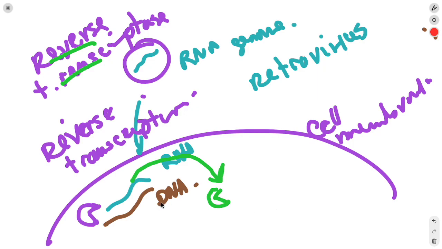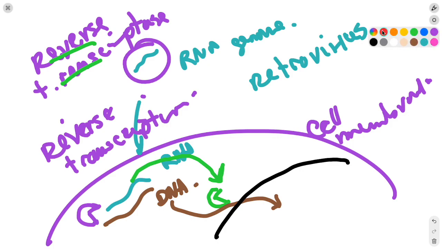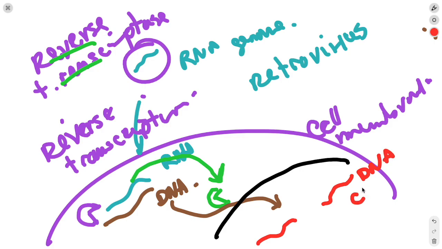Okay, so now we've got our DNA, and the DNA goes into the nucleus, and it gets integrated, it gets put into the chromosome. Let's give the chromosome another color. So we're going to have the host chromosome DNA, and we're going to get that virus DNA inserted right into the host chromosome.